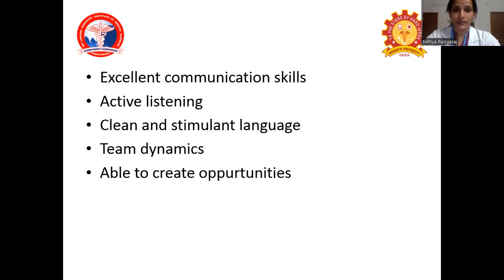And the most important thing for a leader to have is excellent communication skills. Whatever is communicated, if not done in the right way, will not make sense. So that is very important. Even the language has to be very clear and stimulating. And the most important thing is to pay attention to the team members. That is active listening. So when there is a problem, you have to actively listen and try to sort it out. Team dynamics is again very important, and also a leader should be able to create opportunities for the other team members to come up.